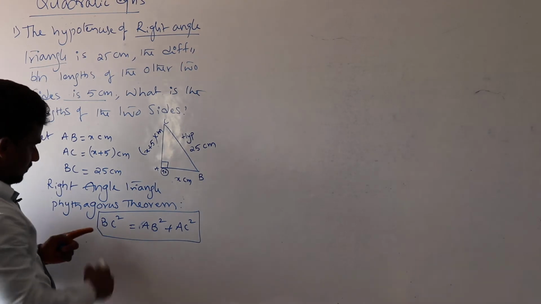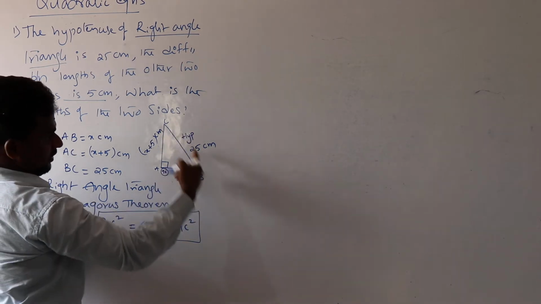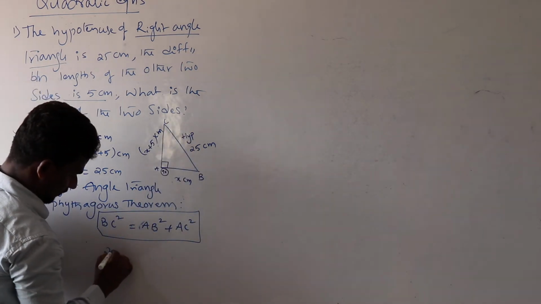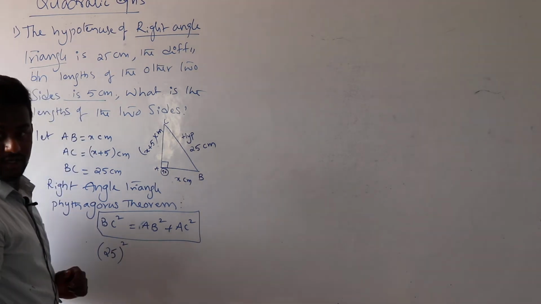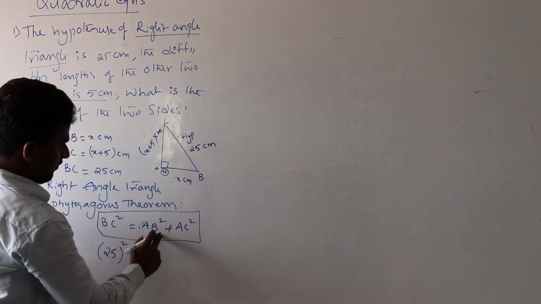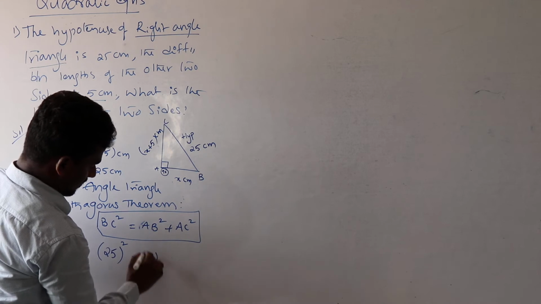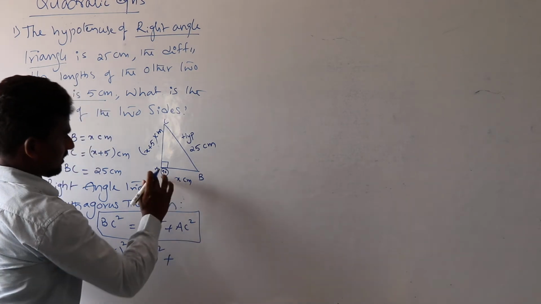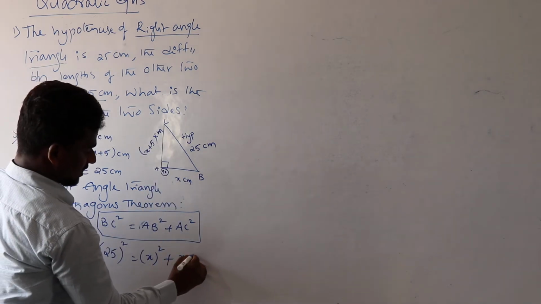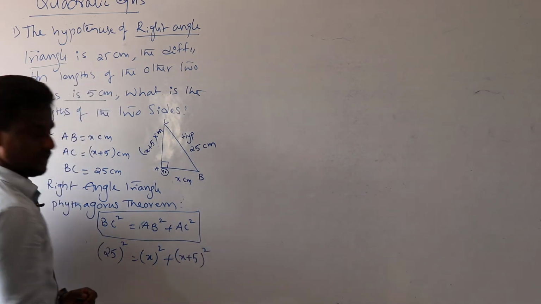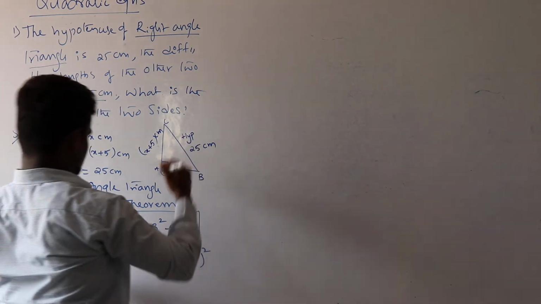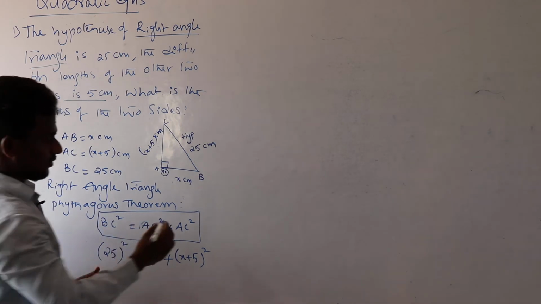Now apply the values. What is the BC value? 25, so that is 25 square. 25 square equals AB square, that is x square, plus AC square, that is x plus 5 whole square. Now, what is meant by the 25 square value?